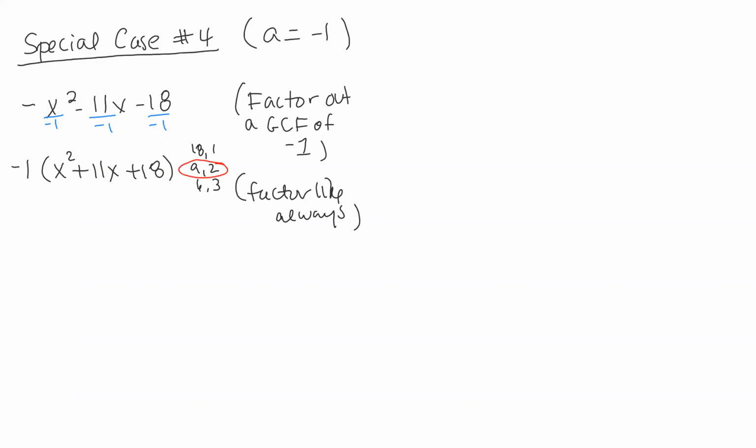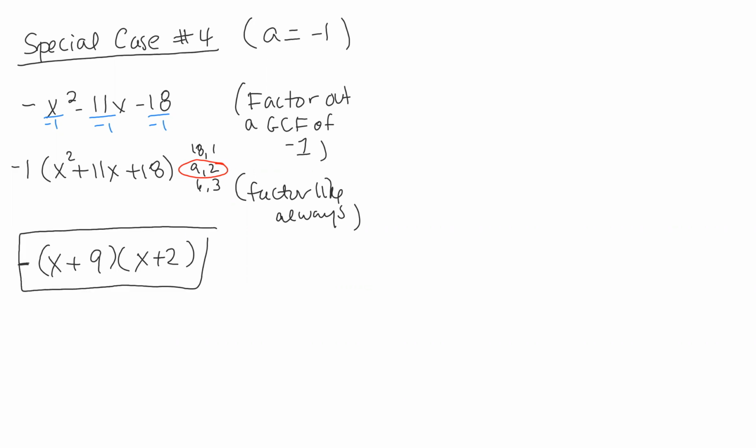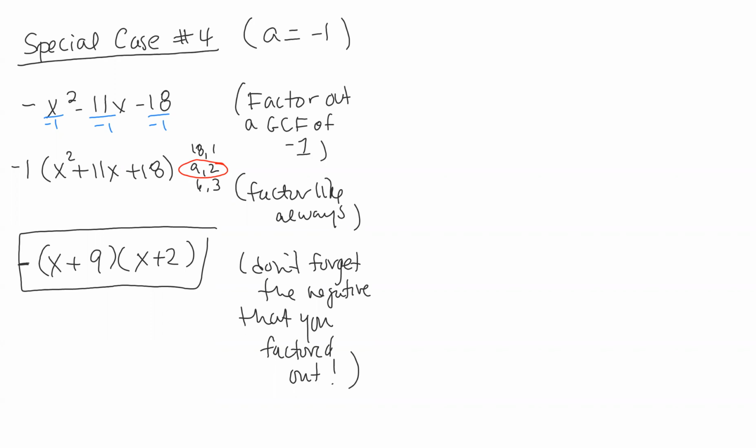So here's what you do. The -1 that you factored out, you have to include that in your final answer. So I usually don't write the -1, I just write the negative. And then I start my 2 binomials, x and x, and then I go +9 +2. And that's it. And then I would just put here, don't forget the negative that you factored out. Exclamation point.